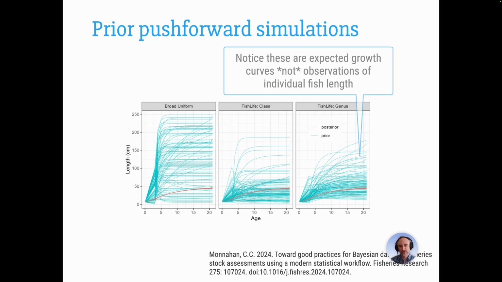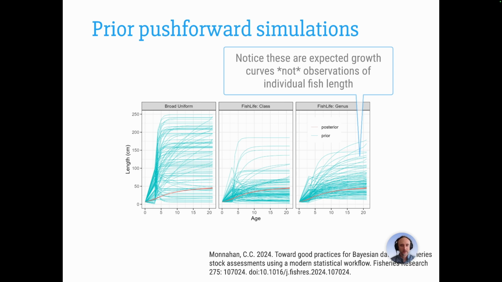The posterior is shown in red, and it's quite thin because it's very small in range compared to the variability across the different prior draws. And the blue are draws from the joint prior, the prior across all the parameters in the model. And so on the left, we have a broad uniform prior. We end up with a really wide range of length-age relationships.